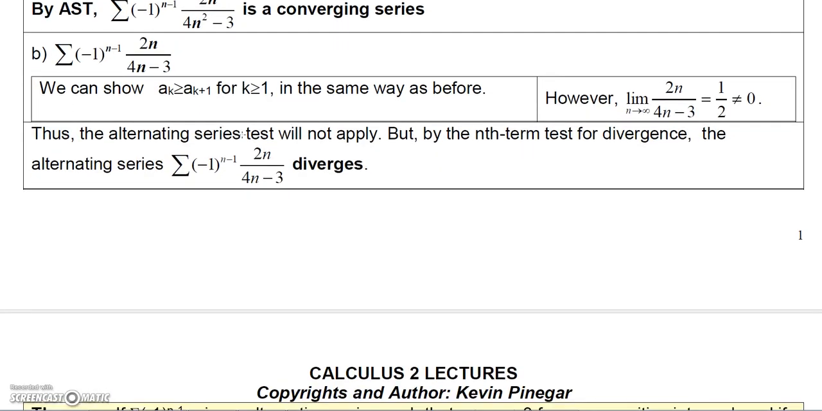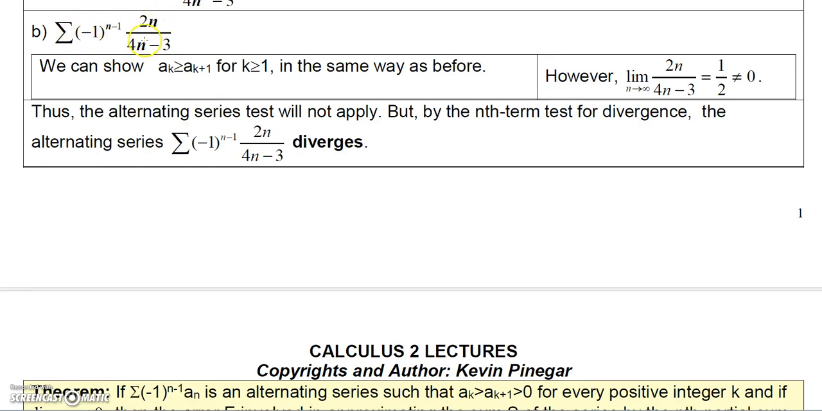Okay, now the next one, I have 2n over 4n minus 3 instead of 4n squared minus 3. If you take the corresponding function, 2x over 4x minus 3, you can show that it's a decreasing function the same way as in the previous example. So I'll leave you to do that. However, if I evaluate the limit of the nth term, I actually get 2 over 4, which is a half, and it doesn't equal 0. So therefore, the alternating series test will not apply.